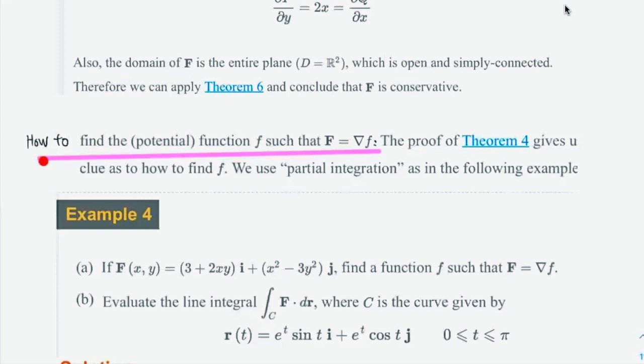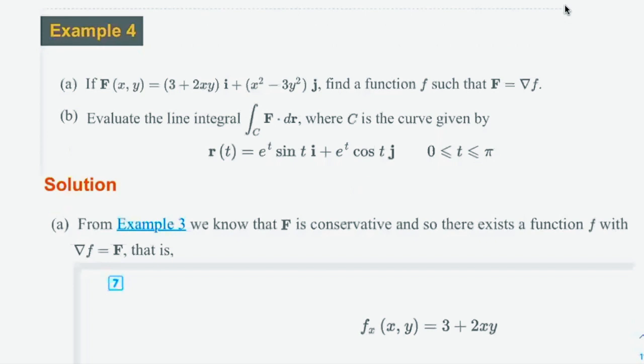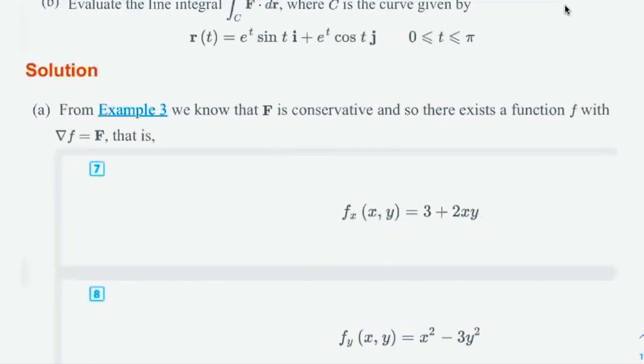Now the next question here is, suppose I know this big F is conservative, then how do we find the small f function? So then I can write the big F as the gradient of this small f function here. Now we can use partial integration to find the small f function. Let's look at this example. So this is the big F function, and we're trying to find this small f function such that big F is equal to the gradient of the small f here. Now, how do we do that?